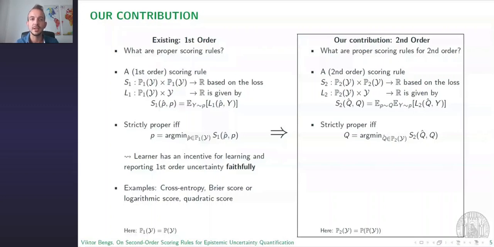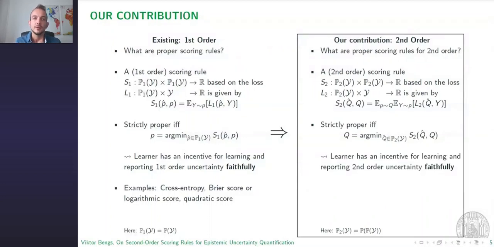So a second order prediction is strictly proper if the second order prediction q hat coincides with the target second order distribution q. So accordingly, the second order loss minimizing learner would have just as much incentive to be faithful as in the first order case. The burning question is then whether we can find examples of such second order loss functions giving rise to strictly proper scoring rules.